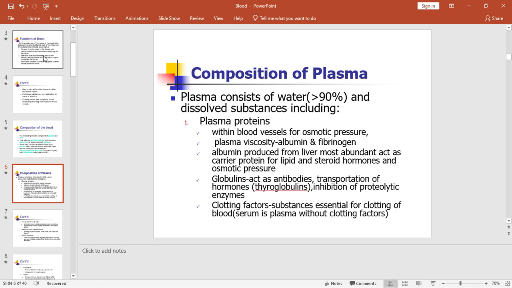Fibrinogen is an important component in that it's an inactive form of fibrin. And what does fibrin do? Fibrin is what forms a platelet plug. Absolutely. So it sort of goes on the platelet plug and makes it strong.